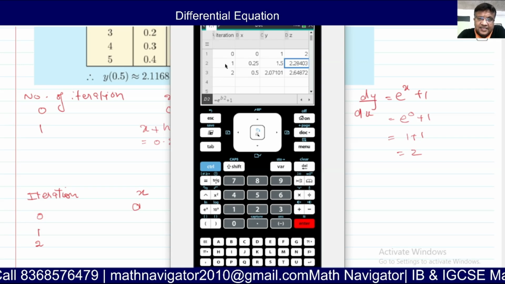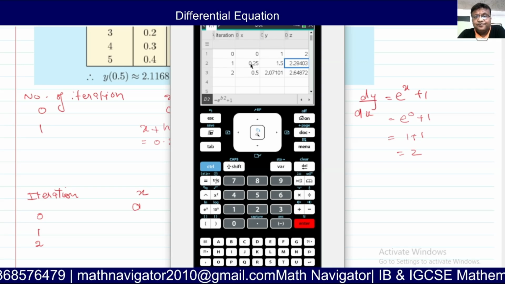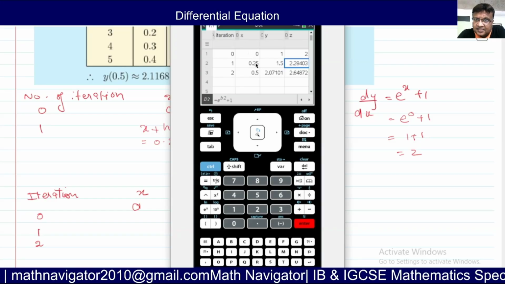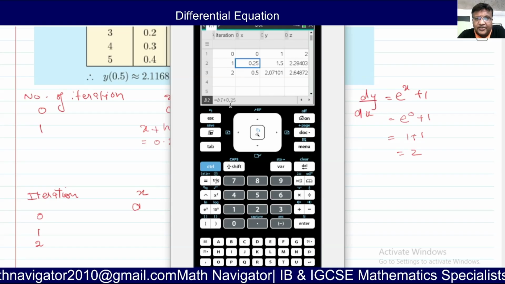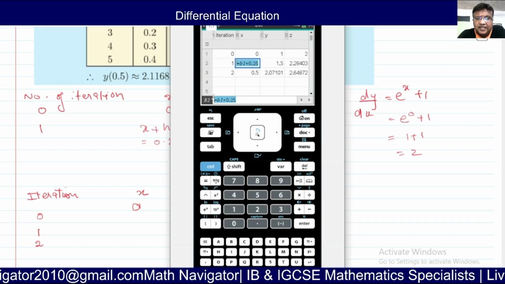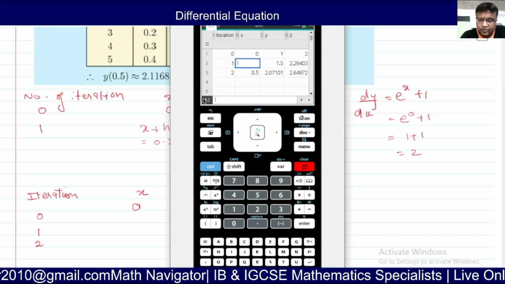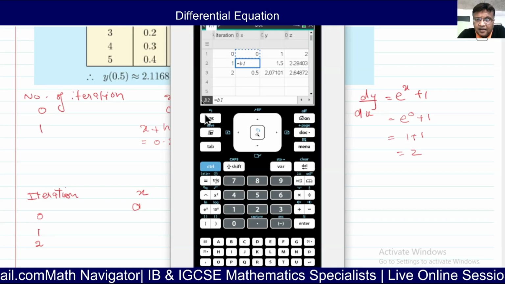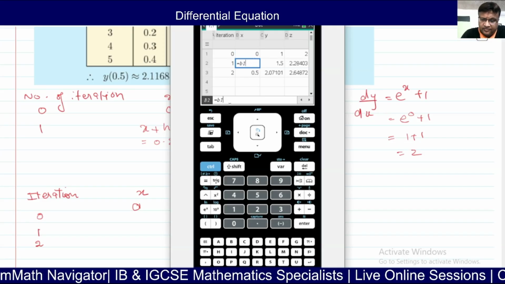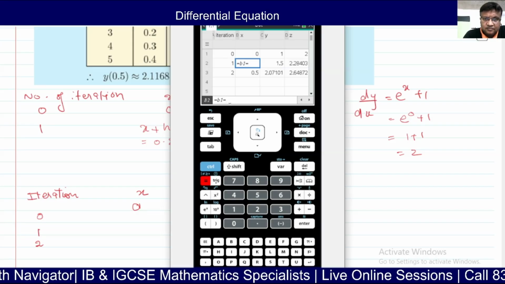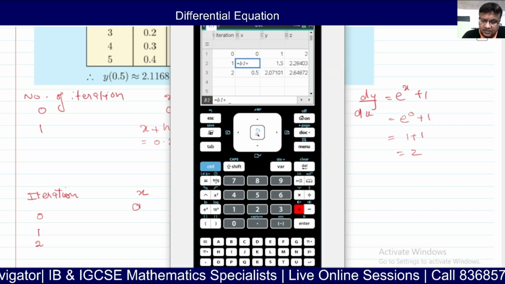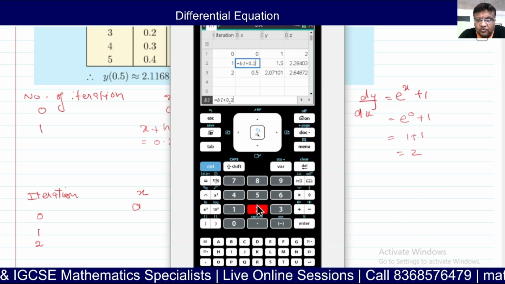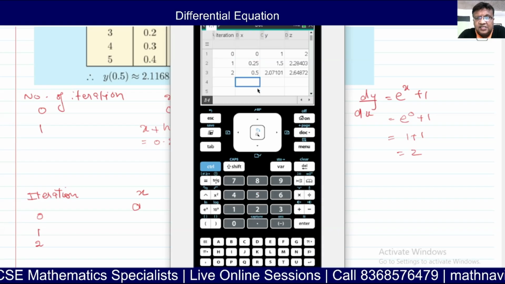Now in the next iteration, my x is the previous value of x plus 0.25. So I put the formula here. I'll delete it again and show you how to use this. Here I'll put the formula: this plus 0.25. So it will come the same thing.